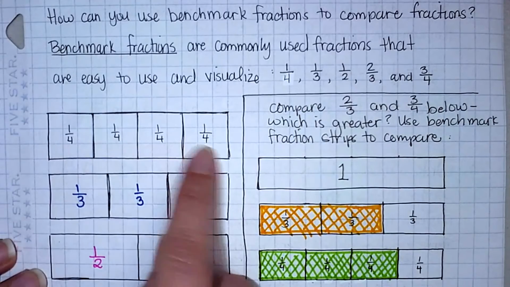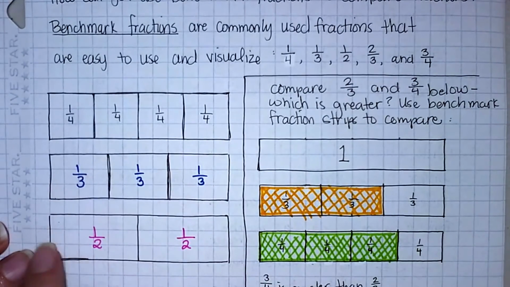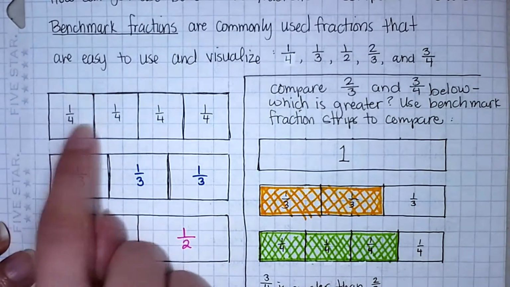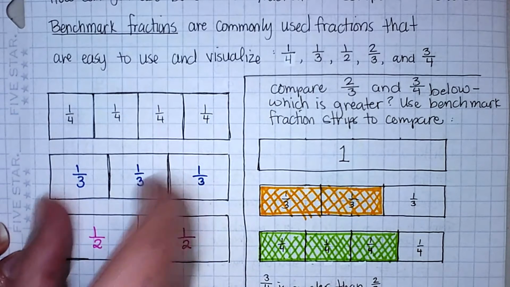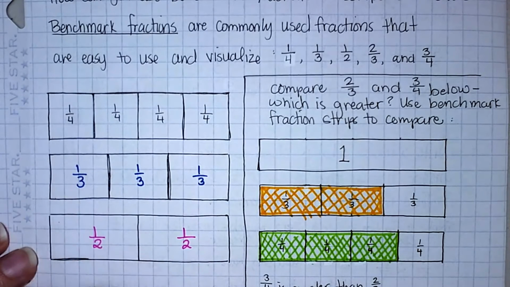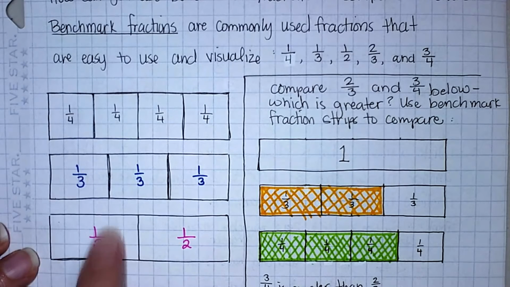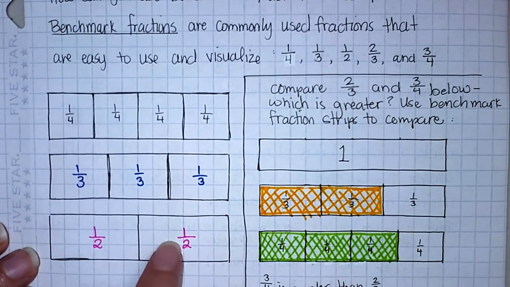So here's a shape broken up into fourths, that same shape broken into thirds, that same shape broken into halves. So 1/4 is just this much, 3/4 would be 3 of these pieces, 1/3, 2/3, and then 1/2. So we can see 1/3 is less than 1/2, but 2/3 is greater than 1/2. 1/4 is less than 1/2, but 3/4 is greater than 1/2.